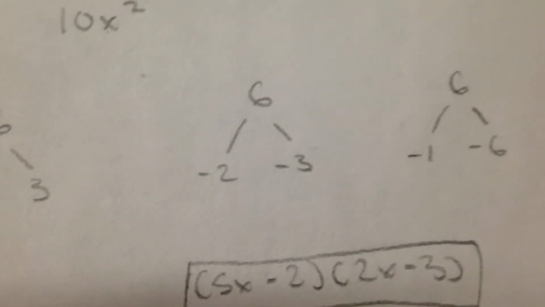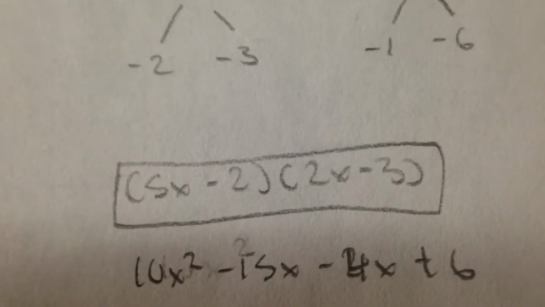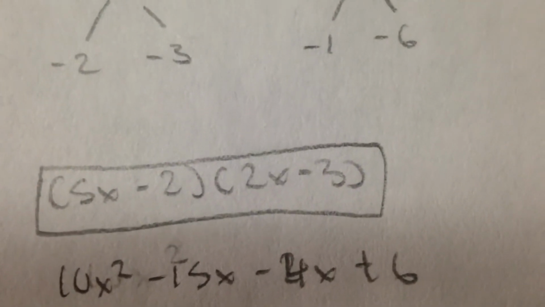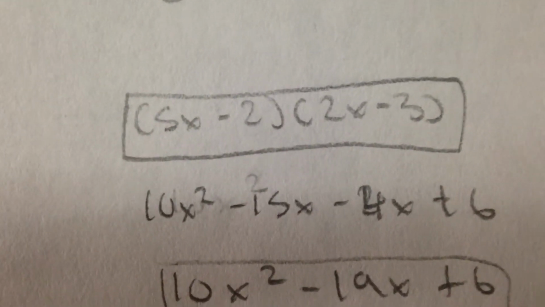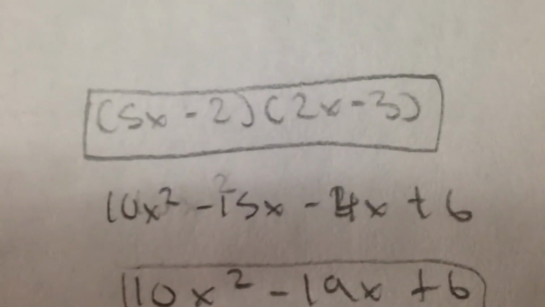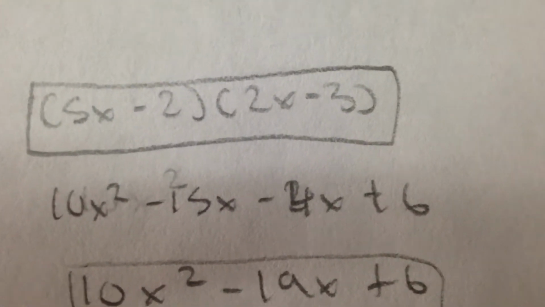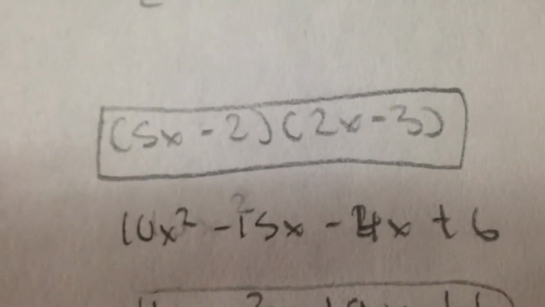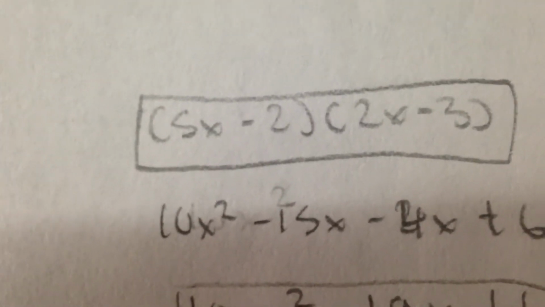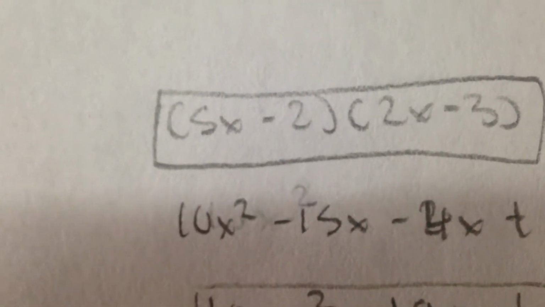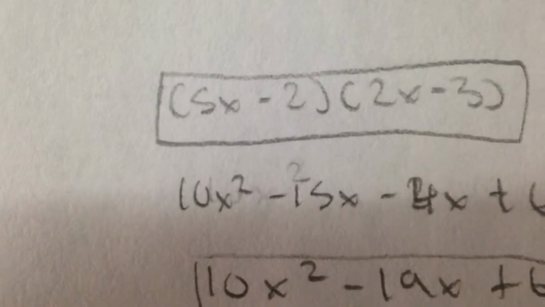So we're going to try negative 2 and negative 3. So it's going to be 5x minus 2 and then 2x minus 3. So those are going to distribute. We're going to get 10x squared minus 15x minus 4x plus 6. So, like I said, we got the first number automatically, when we put 5x and 2x. So we get 10x squared.